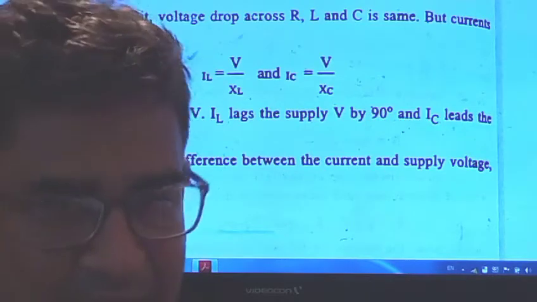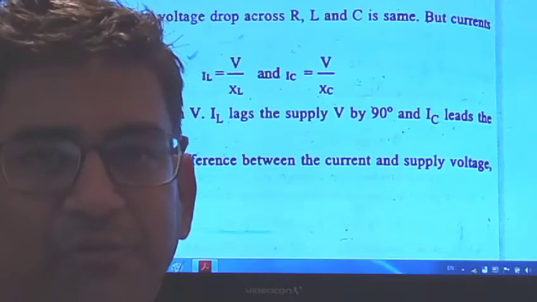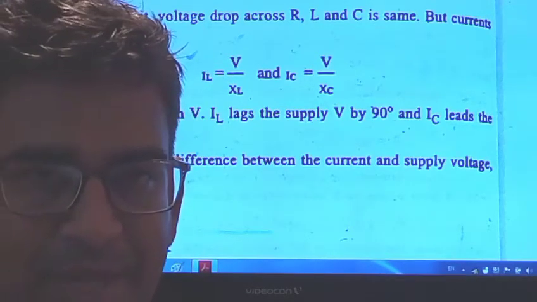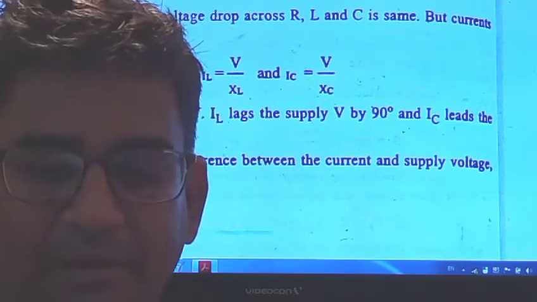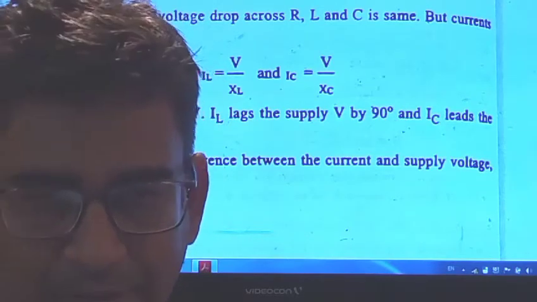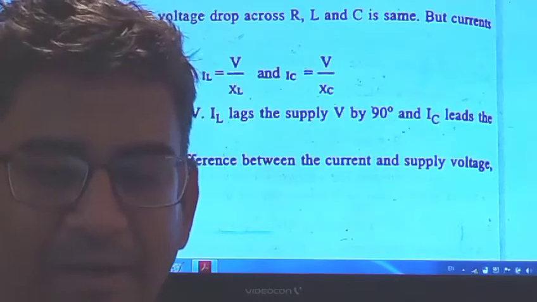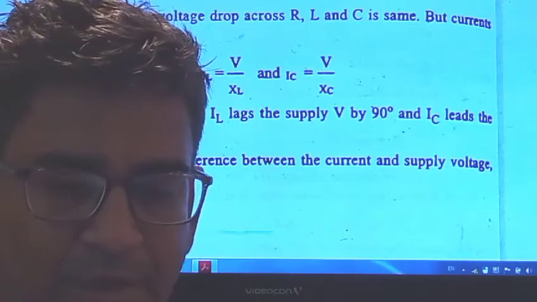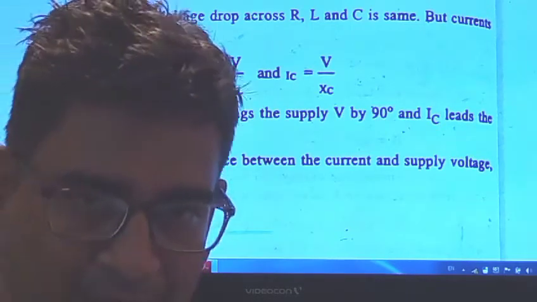IR is in phase, as you know that whenever current flows through the resistance, the voltage and current are in phase, and that's why IR is in phase with V. IL lags the supply voltage by 90 degrees in a parallel circuit, and IC leads the supply voltage by 90 degrees. So these are the three behaviors that occur in the parallel circuit.